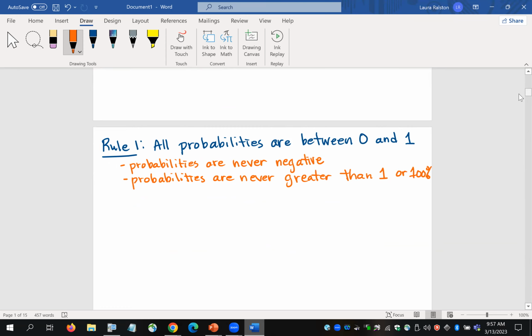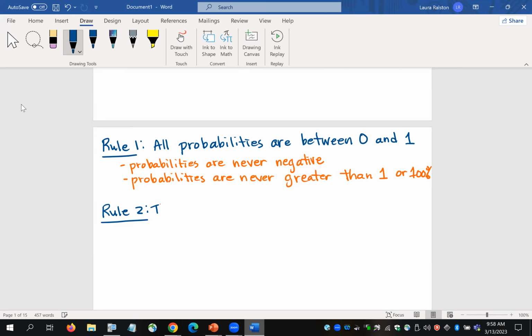So all probabilities are between 0 and 1. They will never be negative, and they will never be greater than 1. So if you have either of those things occur, then you should have a big red flag flapping in the wind going, woo, woo, I've made a mistake. Because probabilities will never be negative, and they will never be greater than 1.